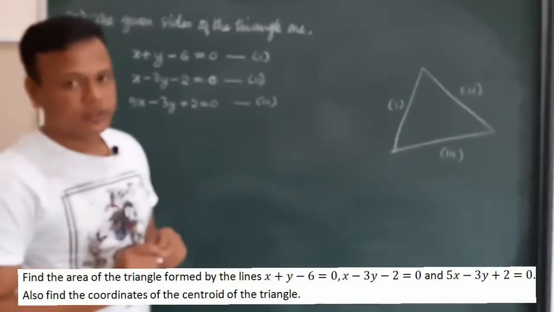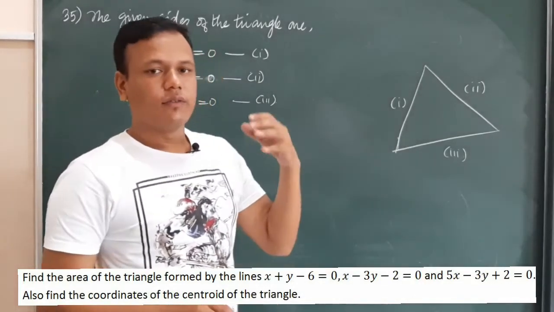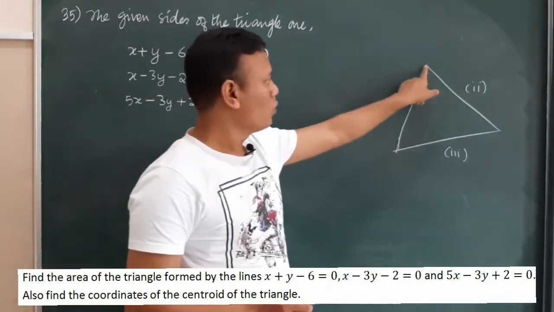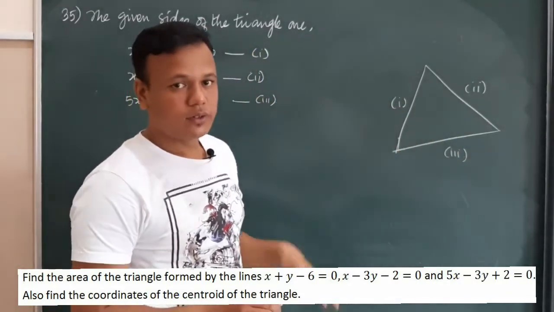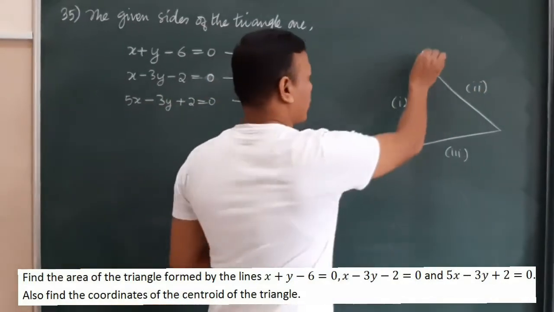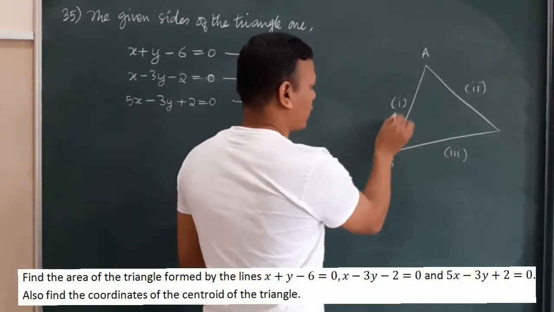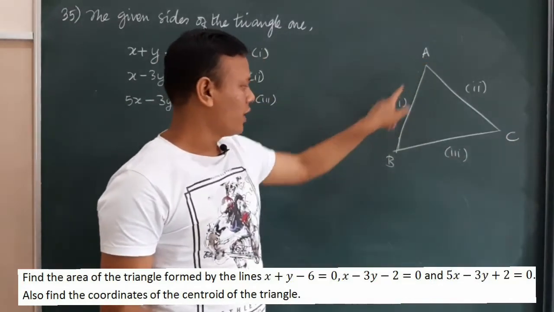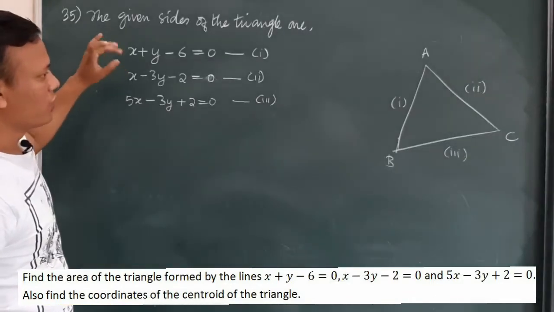Fine. So question says find the area of this particular triangle, and we know that we will be able to find the area of a triangle only if we know the coordinates, that is x1 y1, x2 y2 and x3 y3. Okay, so that's what we are going to find here. That means the point of intersection of 1 and 2 is going to be my A. Point of intersection of 1 and 3 is going to be B, and point of intersection of 2 and 3 will be my point C. So we'll find coordinates of A, B and C. So let us find what is the point of intersection of 1 and 2.